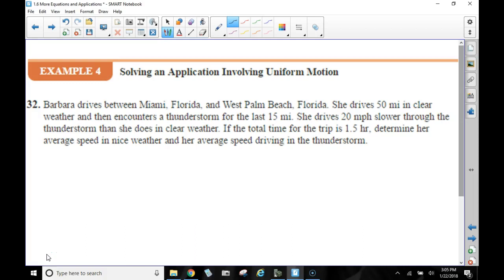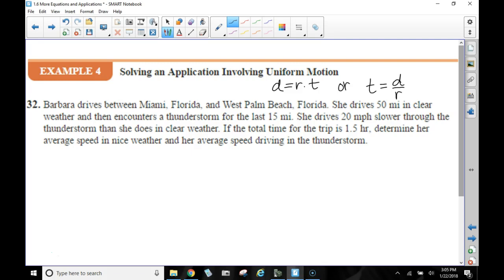In example 4, we're going to be solving an application involving uniform motion. In these types of problems, with the uniform motion problem, we use the formula from physics, distance is equal to rate times time, or some kind of algebraic equivalent to that. Say we wanted to solve this for t, time is equal to distance divided by rate.